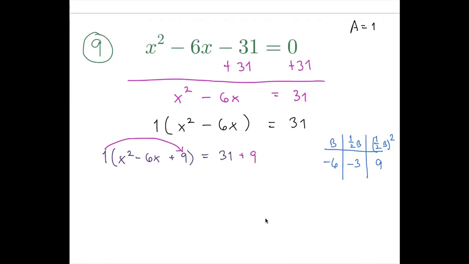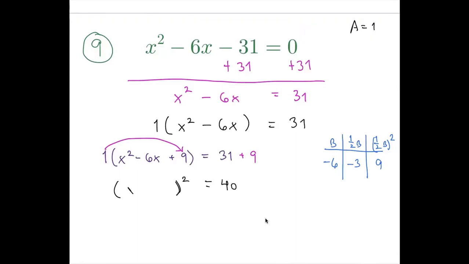So that's what we have. So then now the next thing we'll do is simplify. The right side, of course, is 31 plus 9, which is going to be 40. The left side, well, we had 1 in front, but there's no reason to write that anymore. So we're just going to go ahead and write our set of parentheses squared.